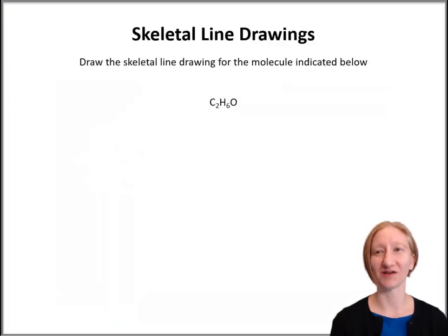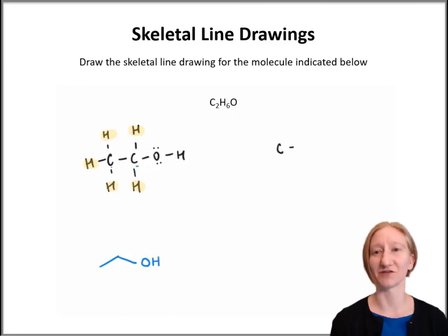Finally, we'll end by drawing the skeletal line drawing for C2H6O. In our last video, we drew a Lewis structure for this formula, so we can use that as our starting point here. Remember that the hydrogens on carbon are omitted, but hydrogens on all other atoms must be included. Our 2 carbons will simply become a line with a line to the oxygen. And here the endpoint and the vertex indicate the 2 carbons.